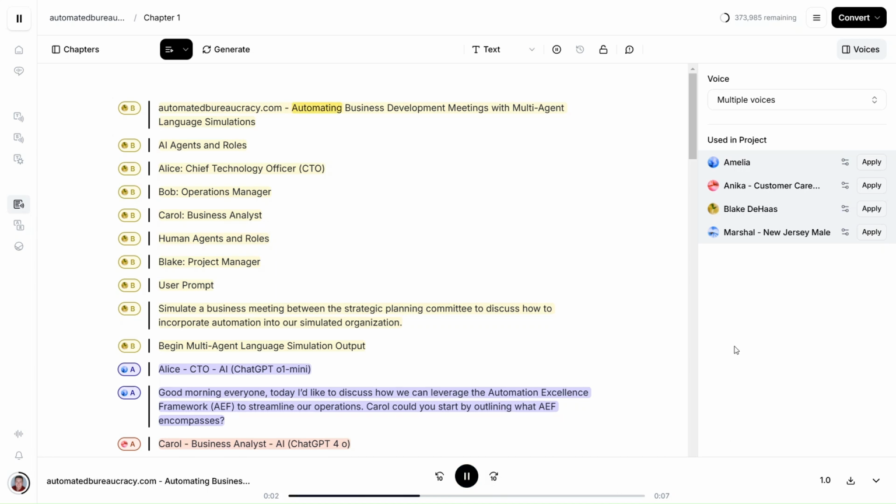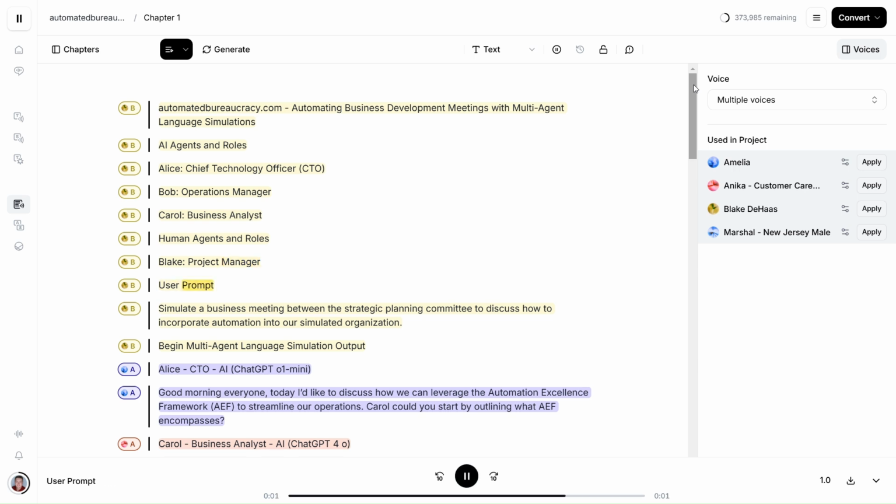automatedbureaucracy.com: automating business development meetings with multi-agent language simulations. AI agents and roles: Alice, Chief Technology Officer, CTO. Bob, Operations Manager. Carol, Business Analyst. Human agents and roles: Blake, Project Manager.